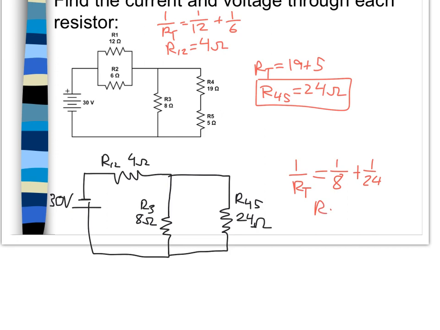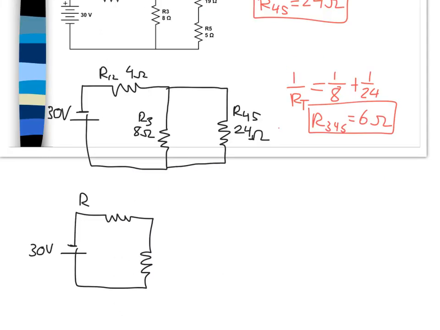So our equivalent resistance of 3, 4, and 5 together is going to be 6 ohms. I'm going to go ahead and redraw the circuit one more time, and then we'll start putting it back together. So for my final version of the circuit, I have this R12 up here, which is 4 ohms, and then I have my R3, 4, 5 here, which is an equivalent of 6 ohms.